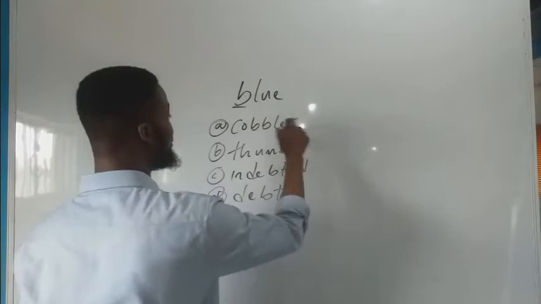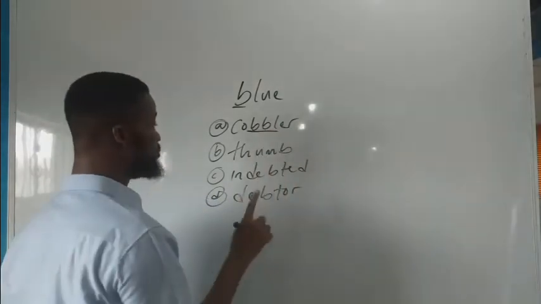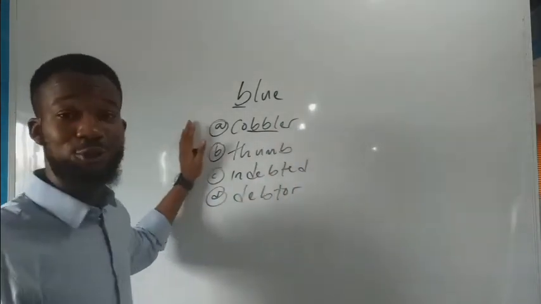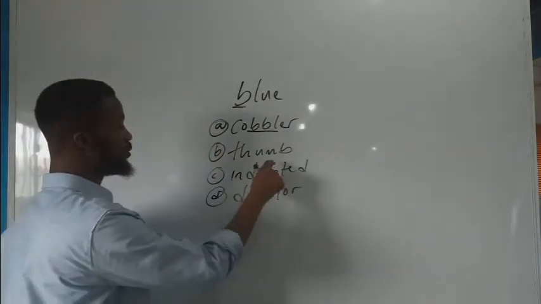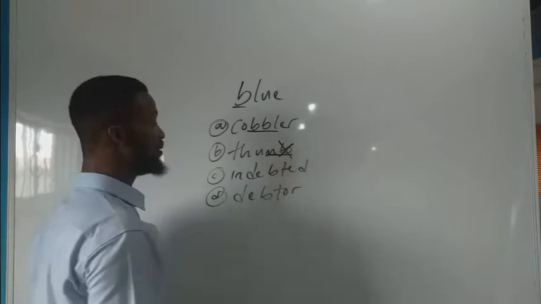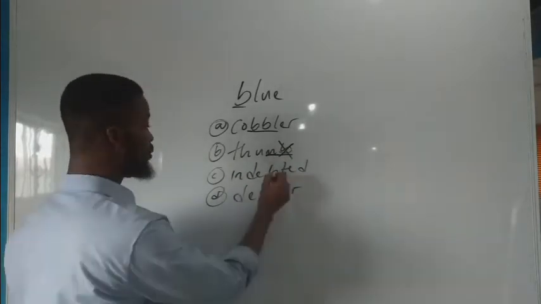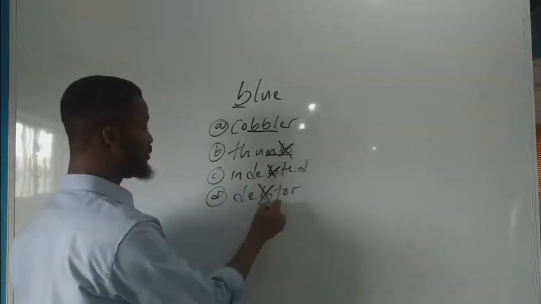Look at this. This is called cobbler. Of course, the B is pronounced. That looks like the answer, but we need to be sure that other options are wrong. This is called thumb because when words end in MB, the B becomes silent. This is called indebted, and this is called debtor.